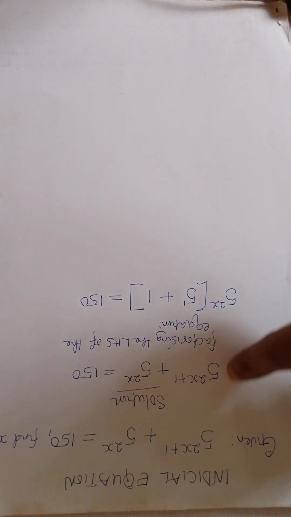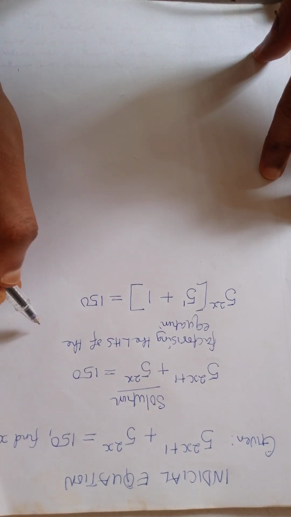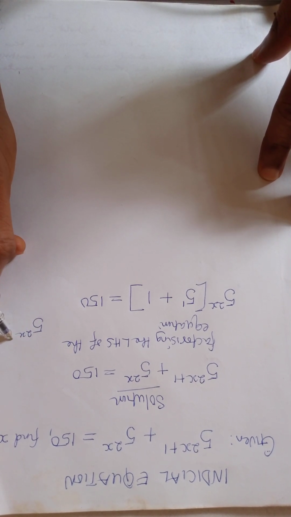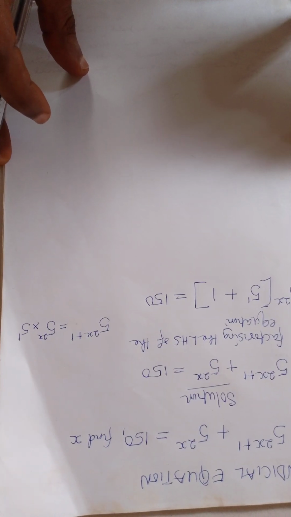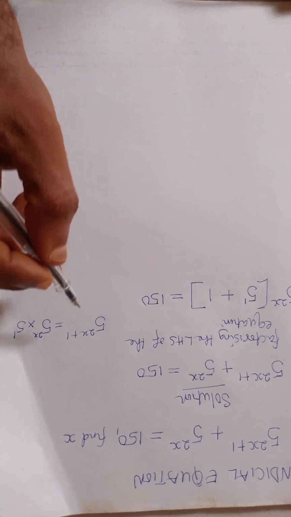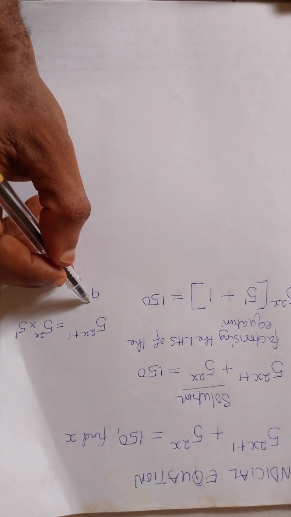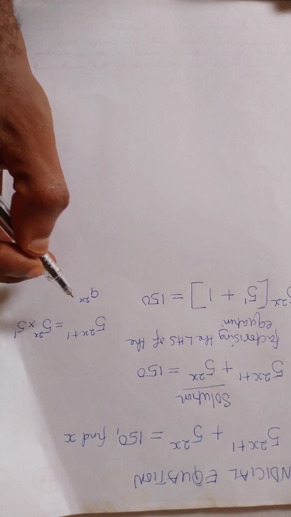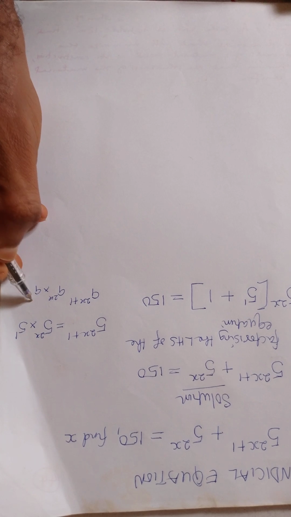Of course, let me express this for you to understand why we have 5 raised to power 1 left here. We know that from indices, if we have 5 raised to power 2x plus 1, this is the same thing as saying 5 raised to power 2x times 5 raised to power 1. So that's the interpretation. This is the same thing as saying if we have a raised to power 2x plus 1, this is the same thing as saying a raised to power 2x times a raised to power 1.